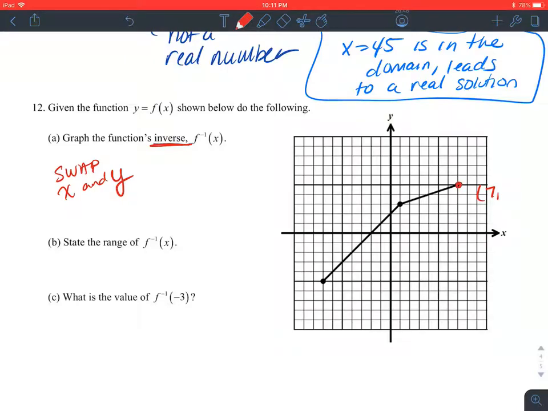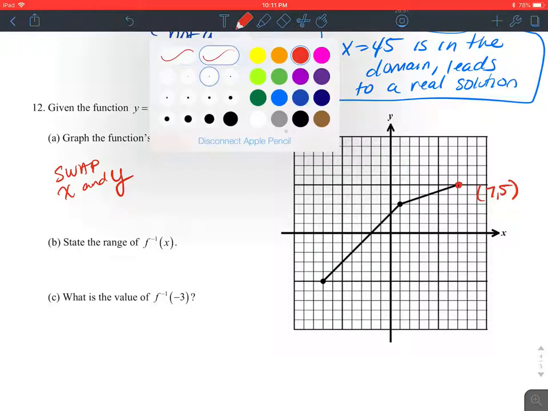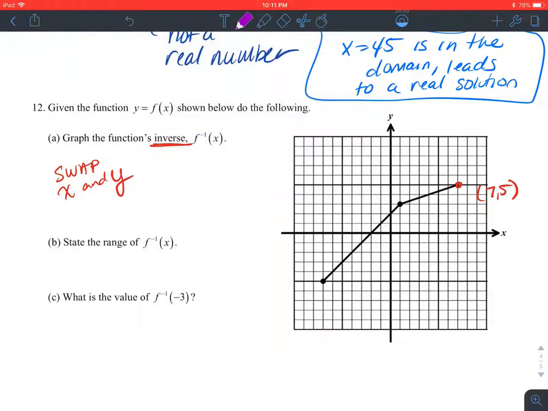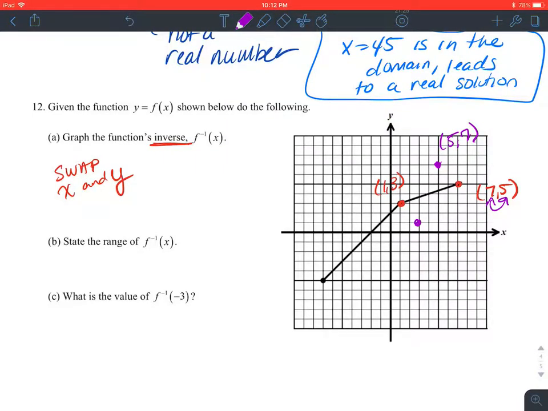So right here we have the coordinate pair 7, 5 on the original function. That means if we want to graph the inverse, we can just swap that and look for the coordinate pair 5, 7. So I know that that point right there is on my new graph. And I just keep moving. So now I have this point right here. This is the point 1, 3. So I swap that, I go to the point 3, 1.